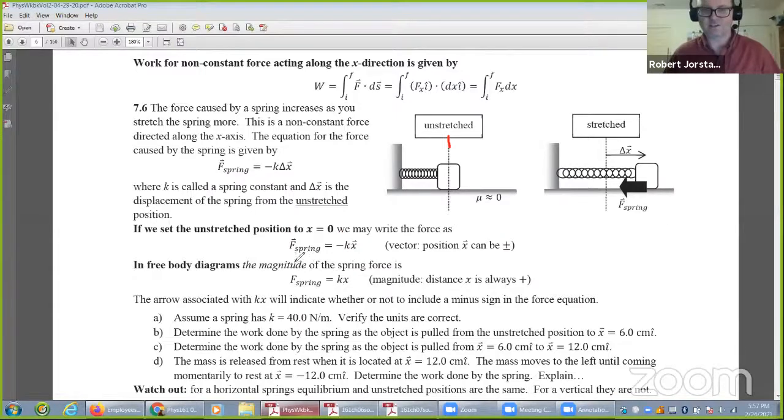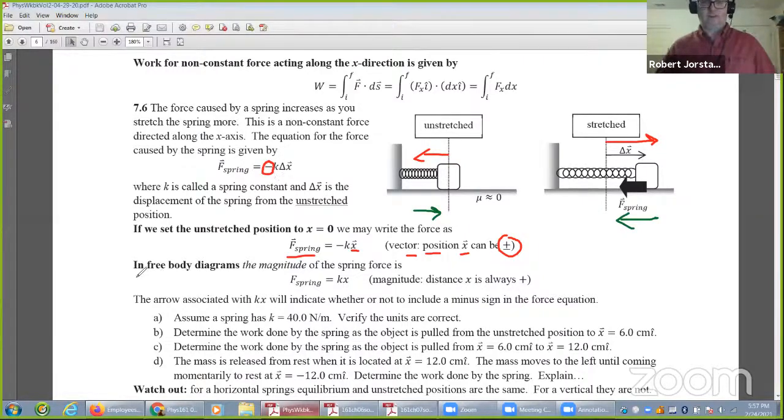Notice in this equation, the force is a vector, X is a vector, it's the position vector, and it could be positive or negative. Does this equation make sense? Sure. If you stretch it to the right, the force is to the left. If you compress it, some springs can be compressed, the force would be this way when the displacement is this way. So this seems reasonable for why that minus sign is there.